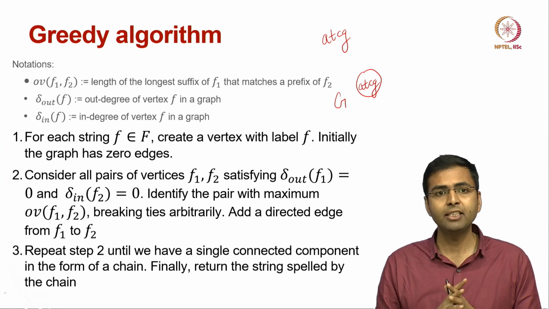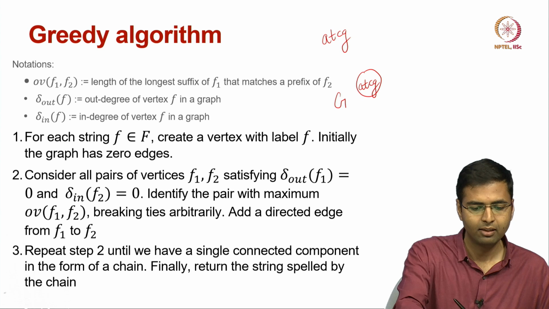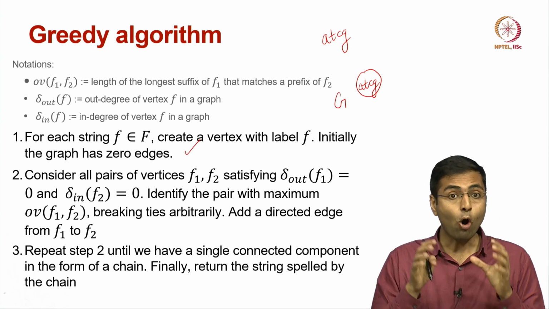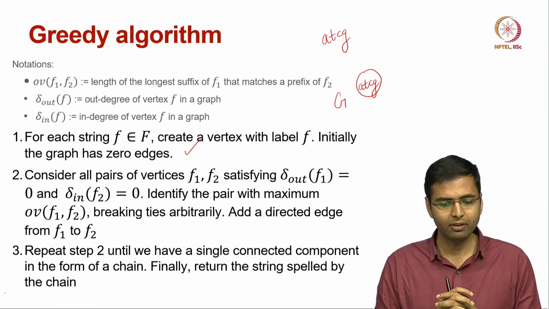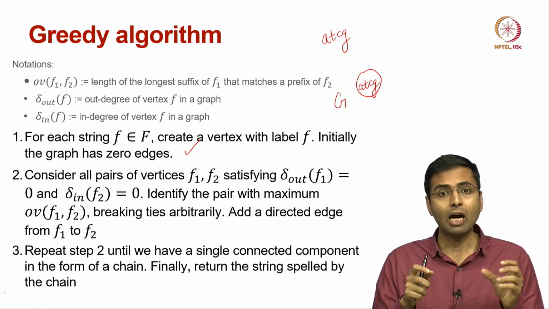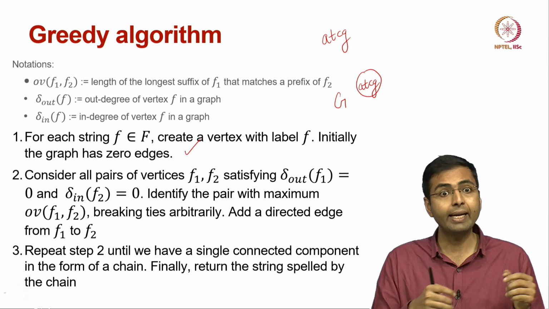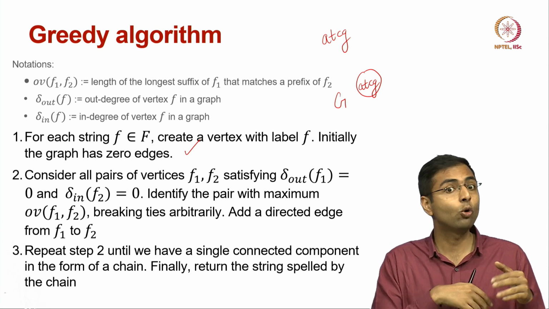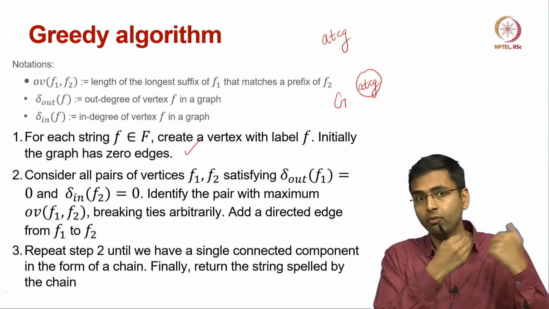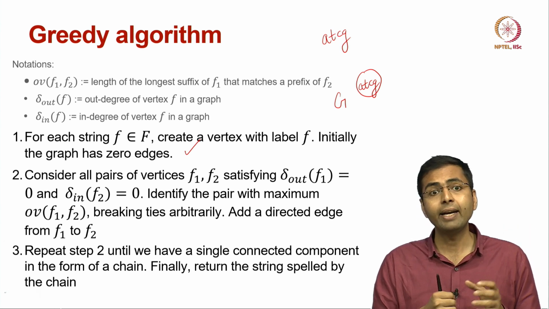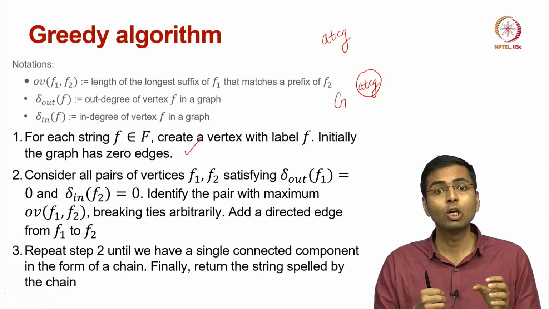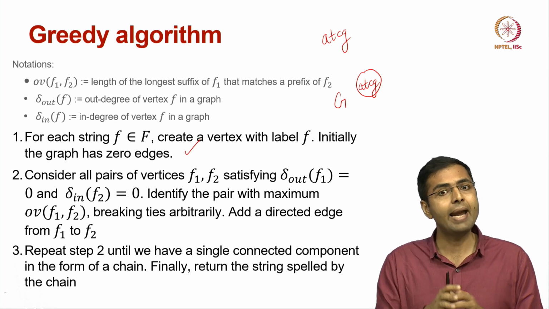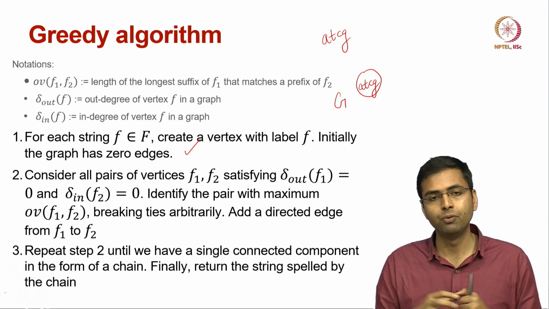And initially the graph has 0 edges. Next, I will consider all pairs of vertices in the graph where the out degree of F1 is 0 and the in degree of F2 is 0. That is, F1 has no out degree and F2 has no in degree, and among those I will identify the pair with maximum overlap, and I will add a directed edge from F1 to F2.